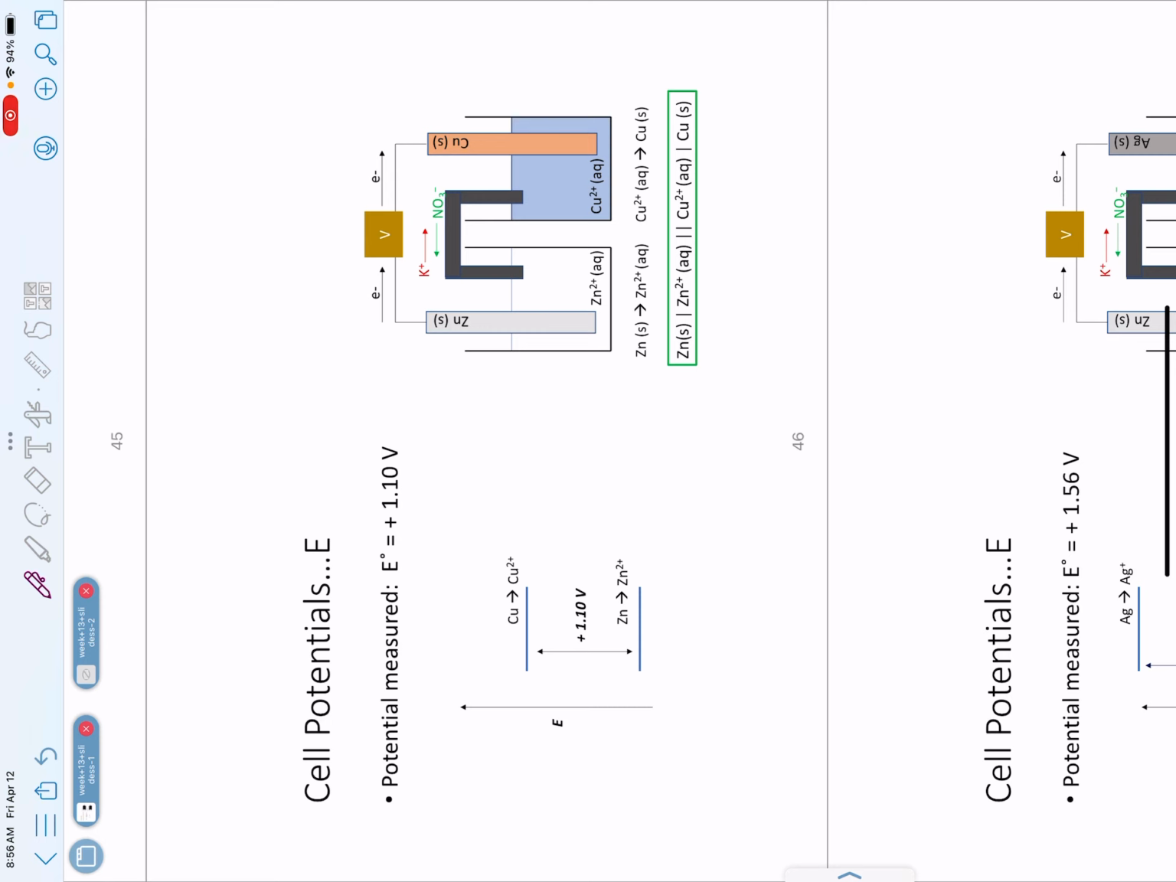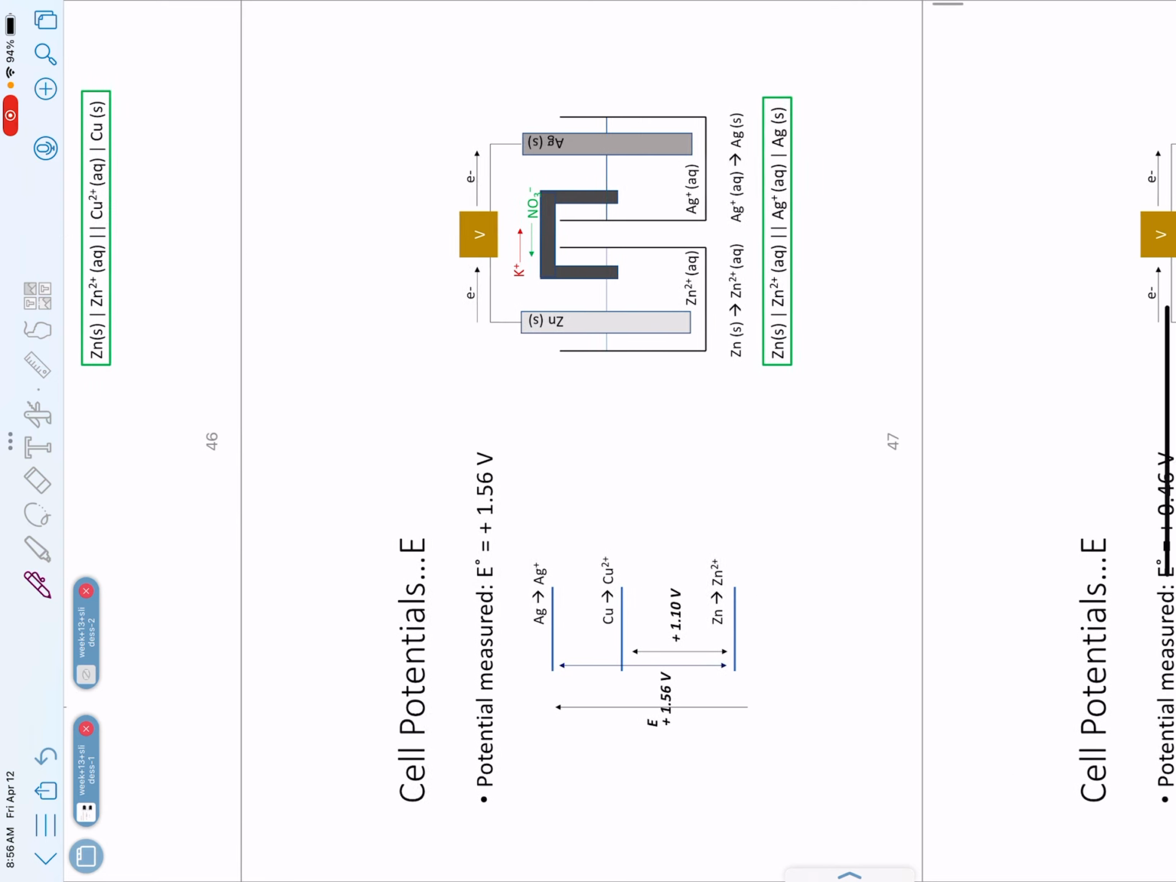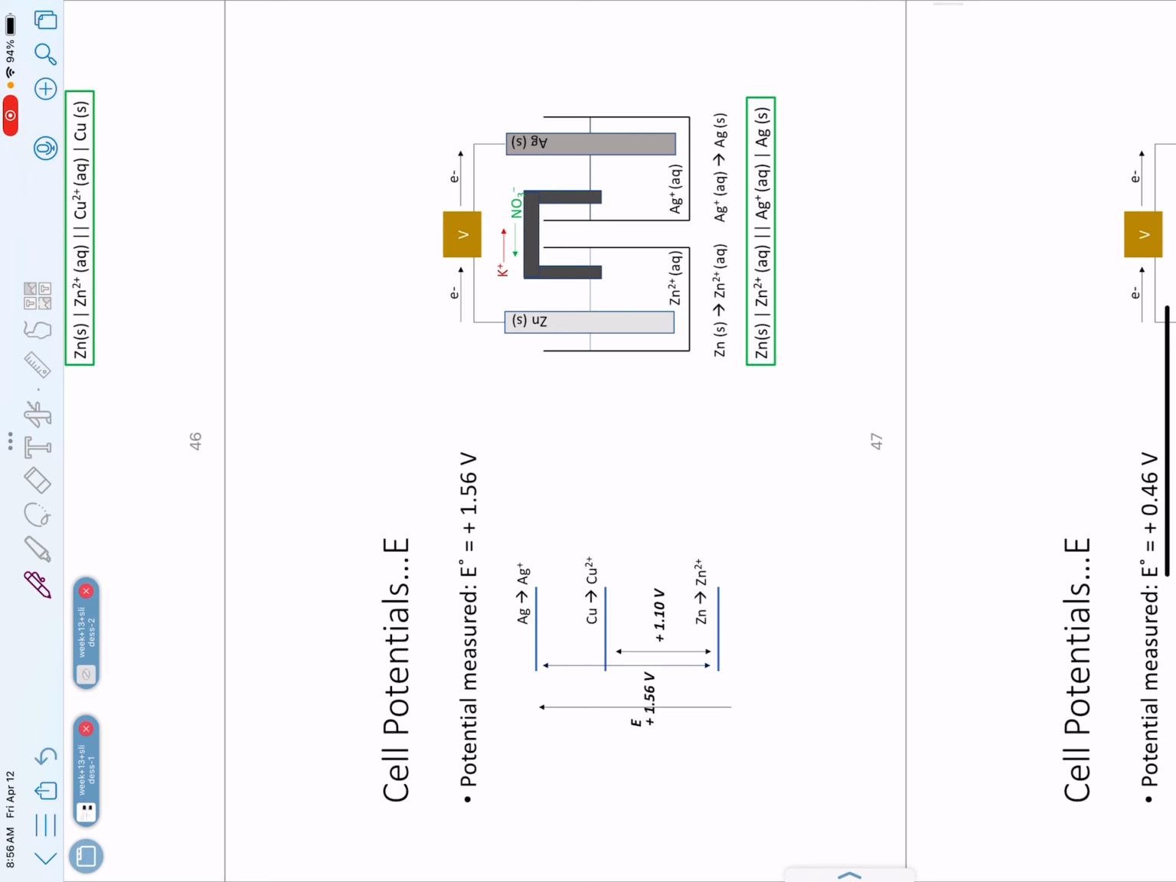Again, this is the parade of electrochemical cells. Suppose I replace my copper with something like silver, and I measure how much force is pushing those electrons from one side to another. What I notice is that the electrons are being pushed with a much greater force, 1.5 volts, in this case 1.56, as compared to 1.1. So when I put silver over there, the oxidation of zinc coupled to the reduction of silver is a more spontaneous reaction than the one that I had for zinc and copper.